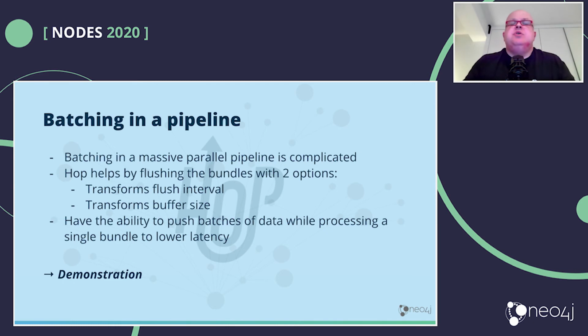So you have all these three big ticket items that I showed you. And what we did in Hop is we help you by flushing the bundles. We have added two extra options: the transforms flush interval and the transforms buffer size. What that means is that you have a bundle, let's say with 5,000 records in it. We want to have the ability to say, well, after half a second, I want you to commit some things already to Neo4j so that we don't have to wait until we have 5,000 records. At one record a second, that's going to take too long, right?